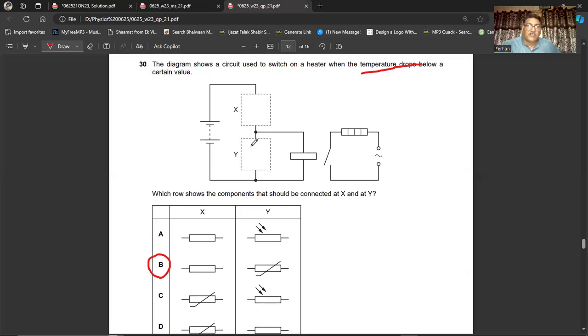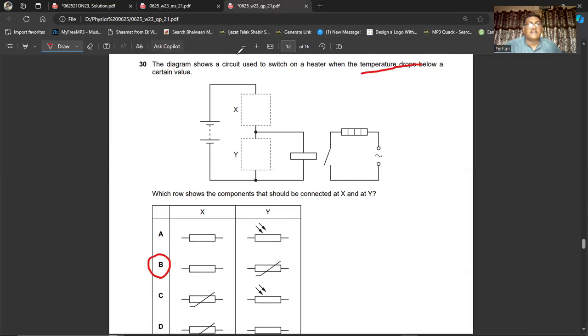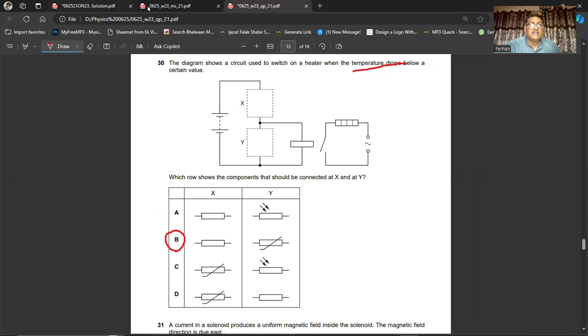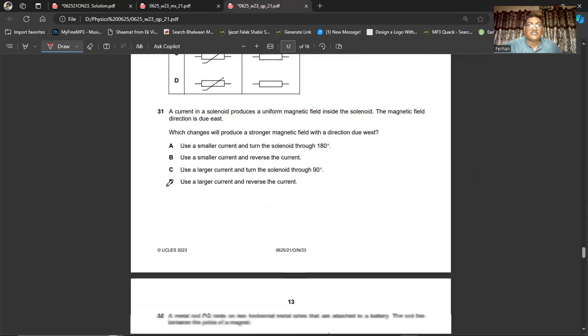So when the temperature drops, the resistance will increase if the thermistor is here. The voltage drop here will increase, so this will become a strong magnet, and this switch will close. It's a relay. So this heater will be switched on. So I think B is the choice. It's a little tricky question. Question number 30, B is the right choice, sir. It's a very tricky question.